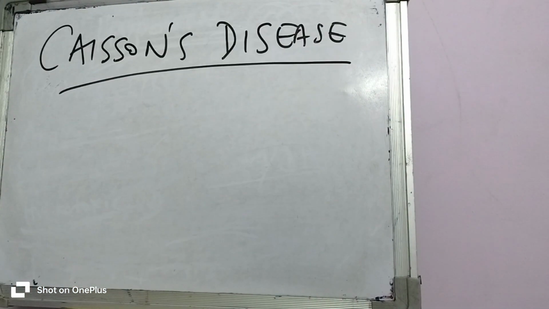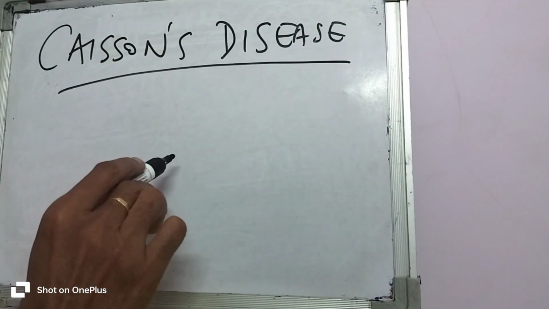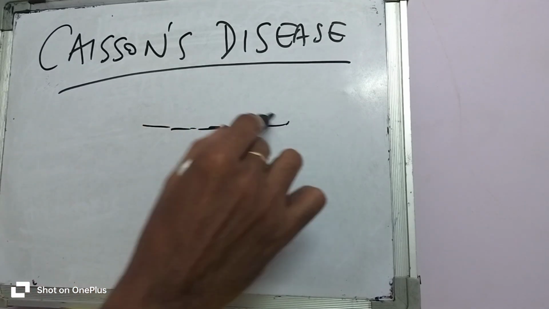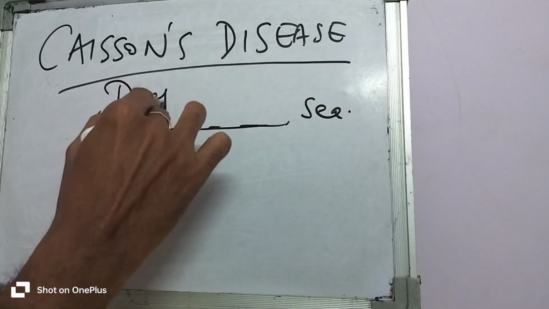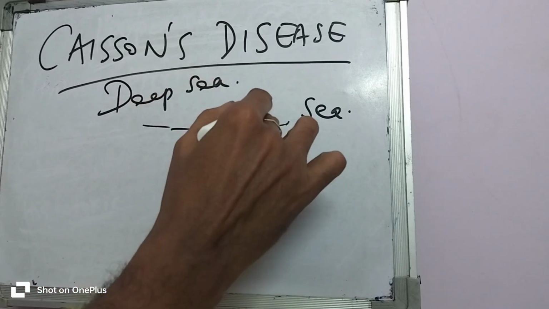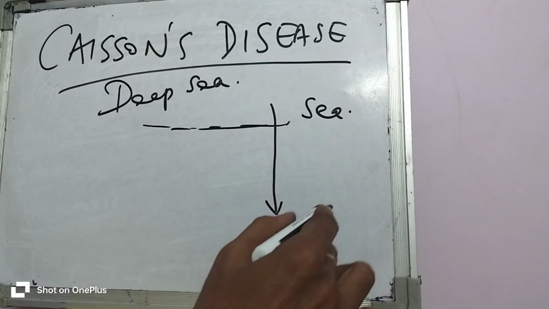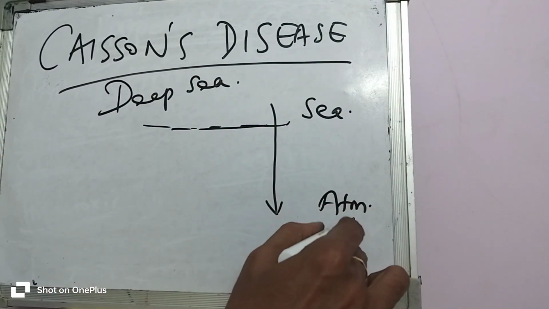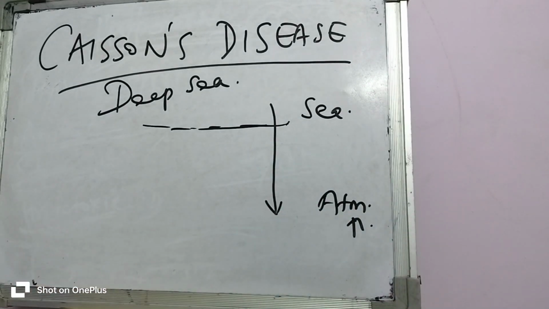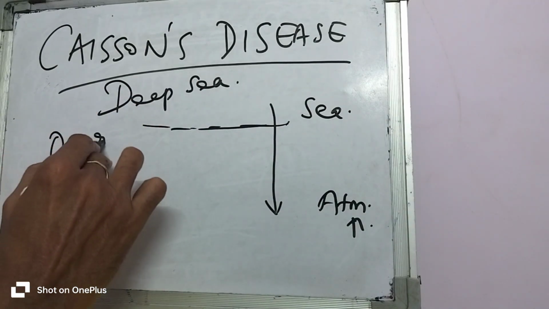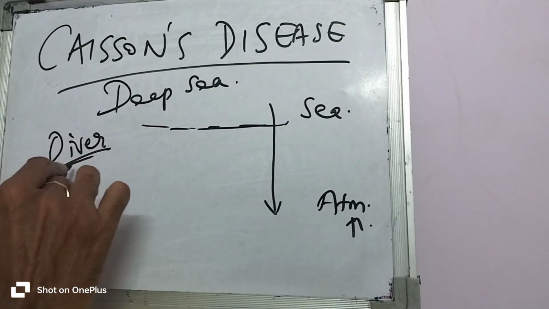Next is caisson disease. Here, this is sea level. When a deep sea diver goes to depth, the pressure becomes very high. This may cause collapse of the lung, or compression over the body that restricts lung movement. So the diver is forced to inhale a high pressure gas mixture made up of nitrogen and oxygen.